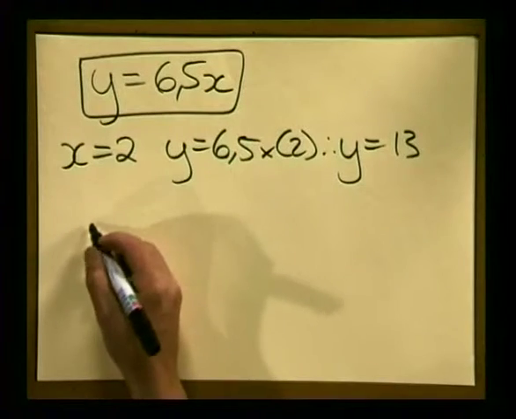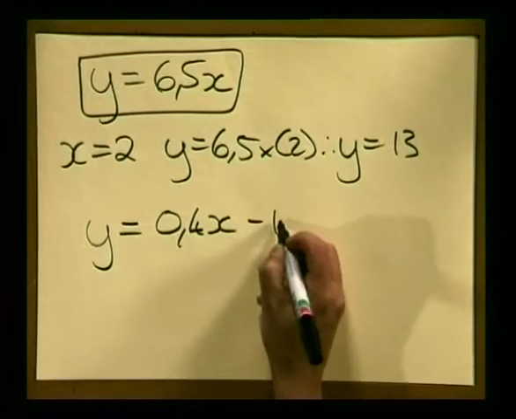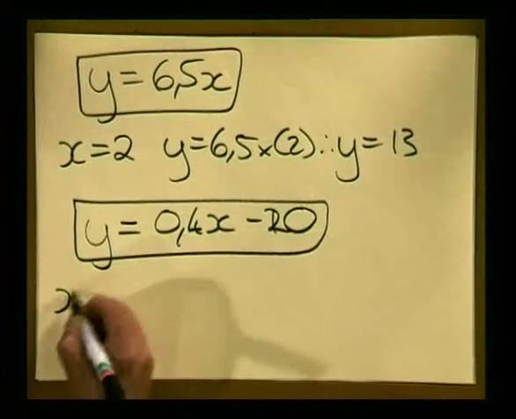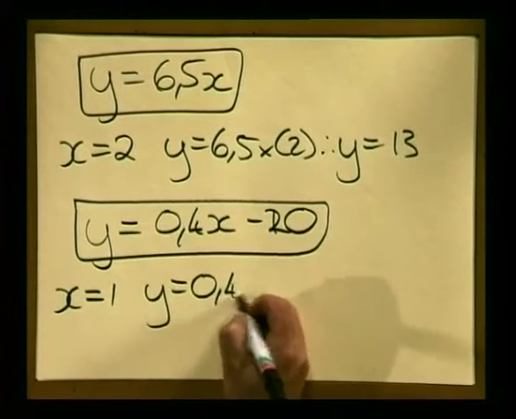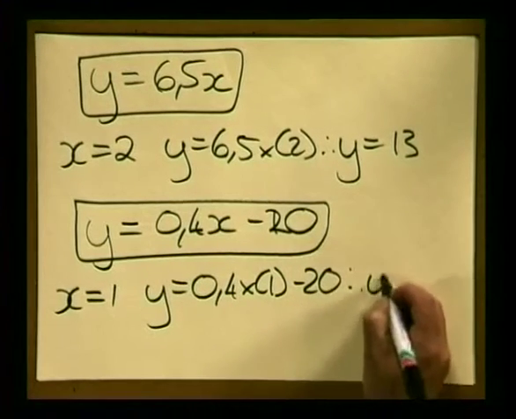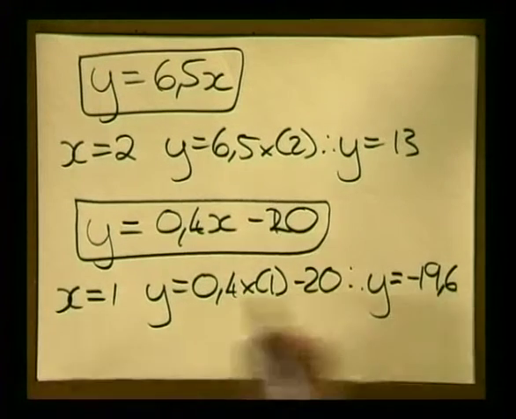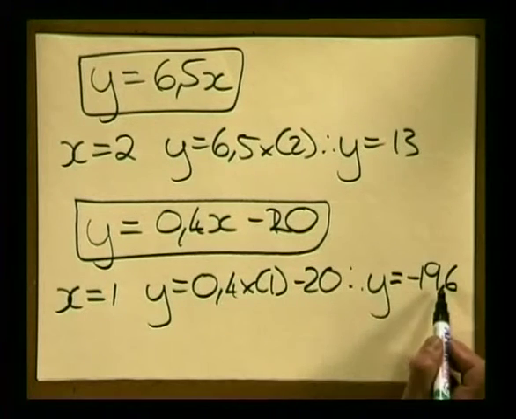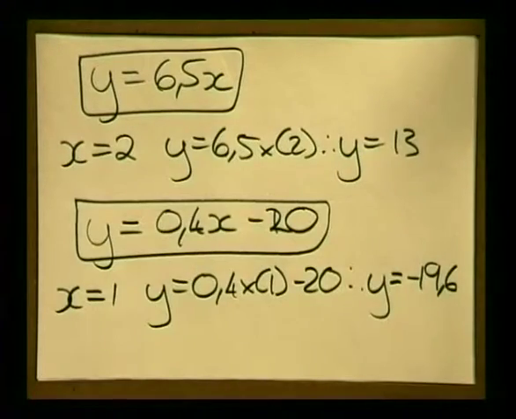Now consider this formula. y is equal to 0,4x minus 20. If I let my input value x equal 1, then y will equal 0,4 multiplied by 1 minus 20, and so therefore y will equal minus 19,6. Again, one input value gives me one and only one output value. So both of these formulae represent functions.